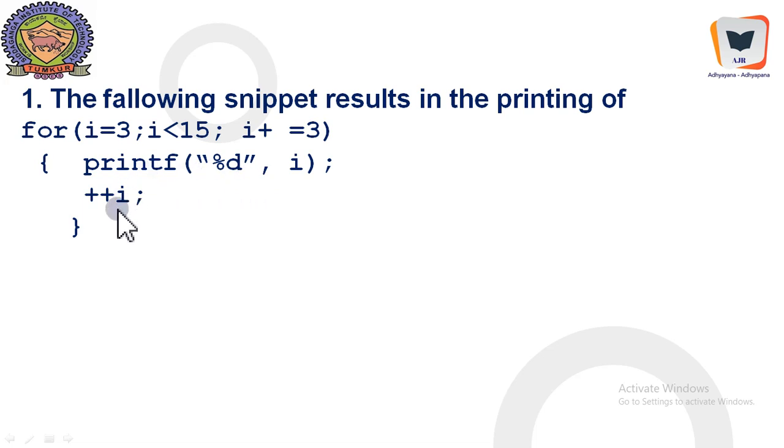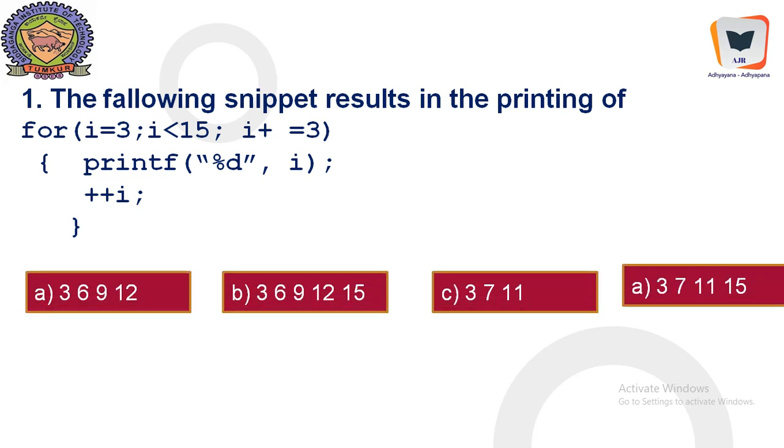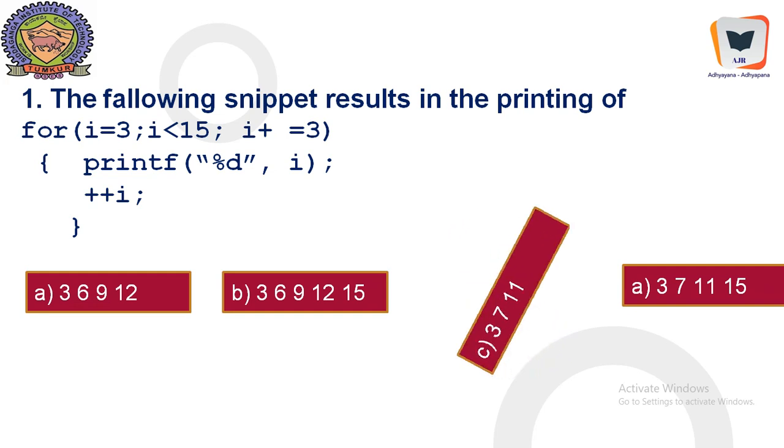I will become 4 over here, and then once again 4 will be added with 3, so I will become 7. 7 will be printed, and I will become 8 here, and it will be 8 plus 3, that is 11. 11 will be printed, and 11 will become 12 over here, 12 plus 3 becomes 15, and since the loop has to stop when I value is less than 15, it's going to print 3, 7 and 11.